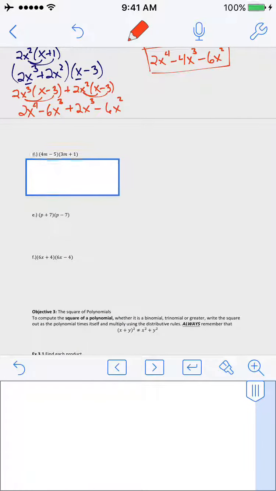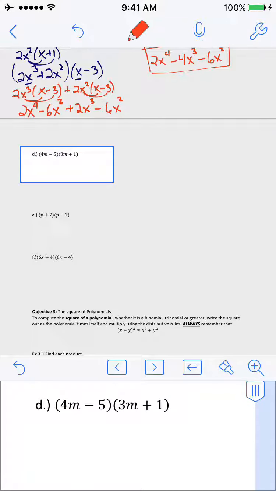Alright, go ahead and try this one now. Try this binomial times binomial all by yourself. And use any method you want, any organizational thing you want. But remember, it's just the distribution property. So go ahead and try it out, pause the video, give yourself some time, and then come back when you are ready.